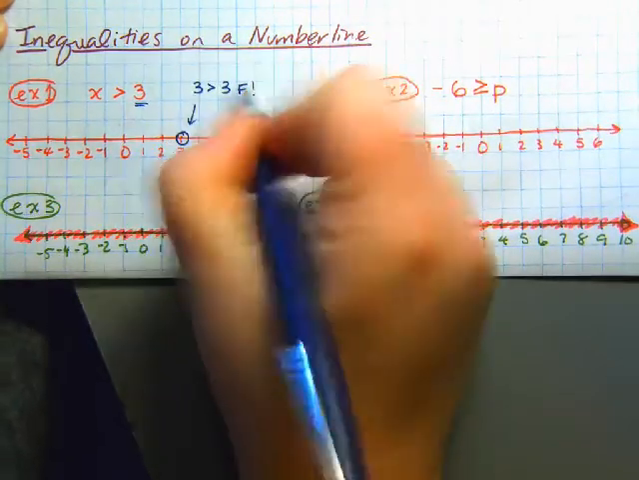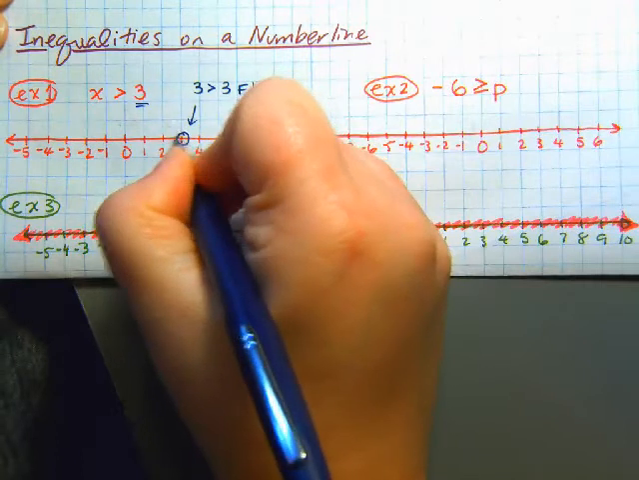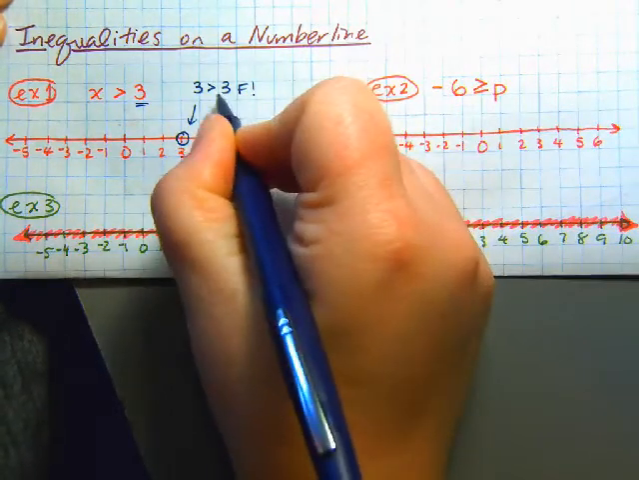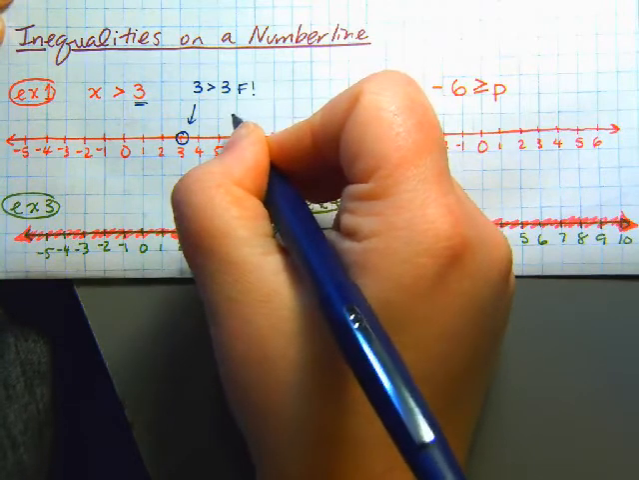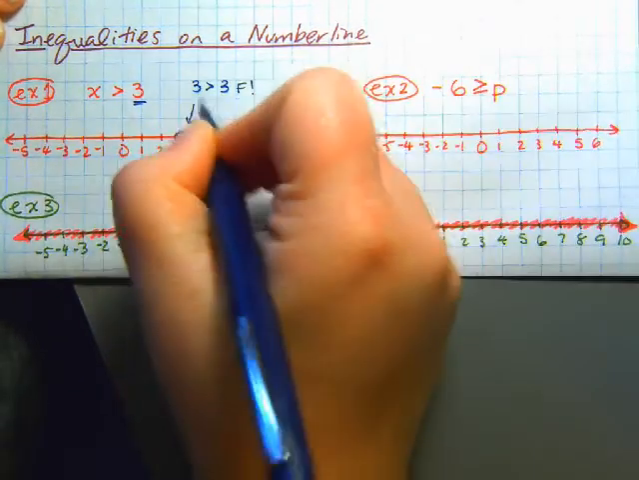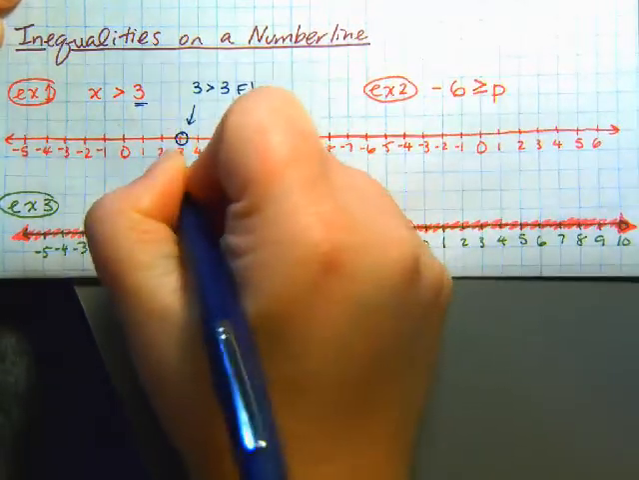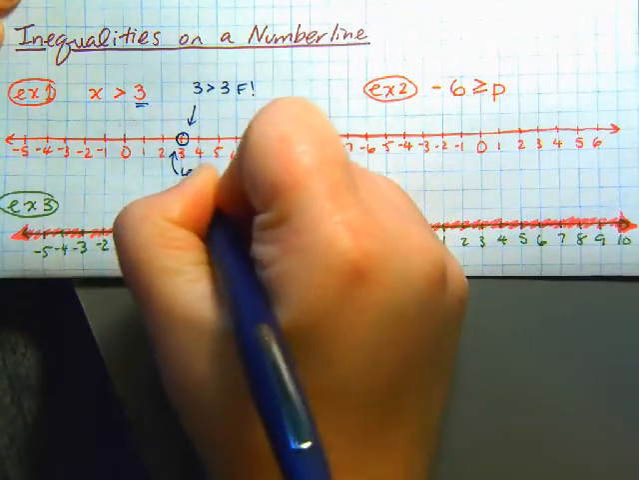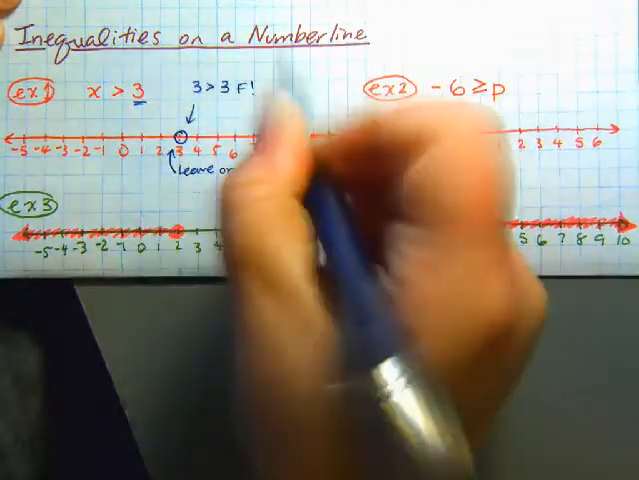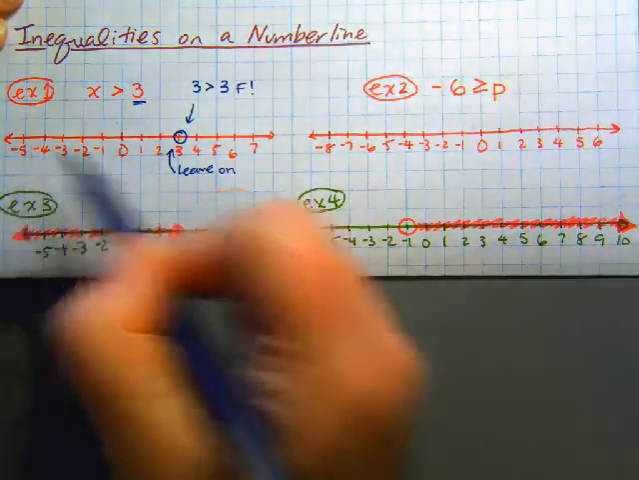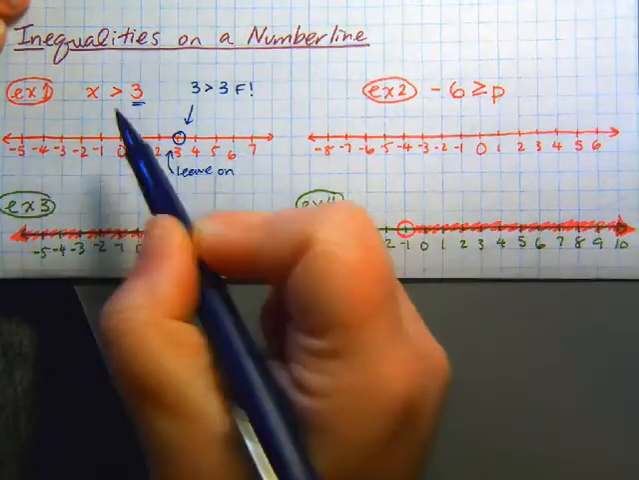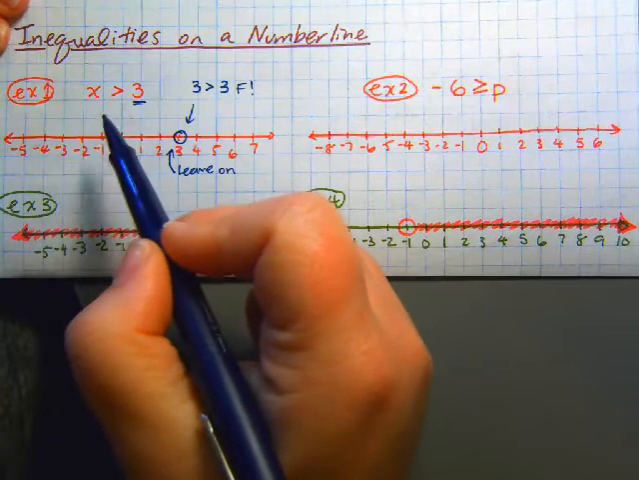Because there's no equal to, we leave this circle open. So since there's no equal to, meaning 3 is not greater than 3, we go ahead and we do not shade that in. We leave this open. Then we say, okay, well, am I going to shade the numbers that are to the left of that circle or to the right? Well, x is numbers greater than that.